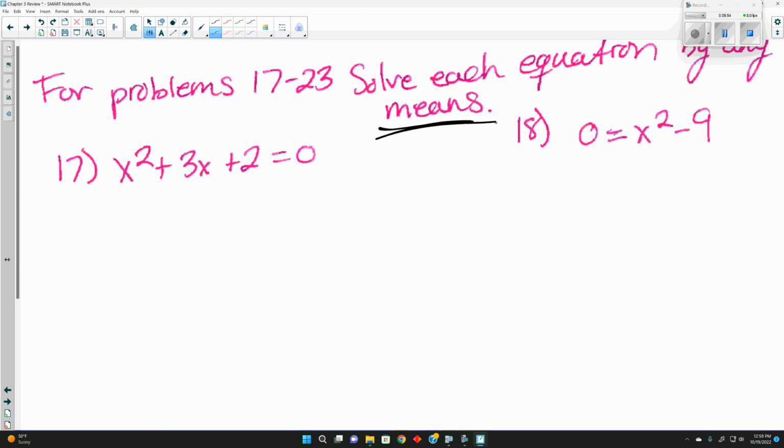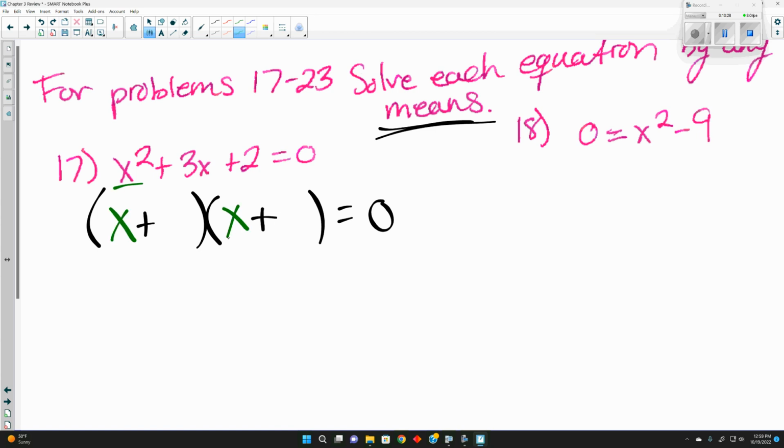For 17, well, x squared and 3x are not like terms. So if we wanted to complete the square, yes. Because if we wanted to factor, we could factor into two sets of parentheses and go from there. So two sets of parentheses equals 0. Since 2 is positive, our signs are the same and they match the sign of the middle term, which is plus and plus. Factors of x squared are x and x, factors of 2 are 1 and 2.